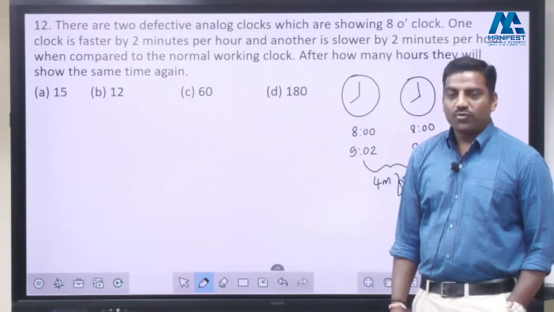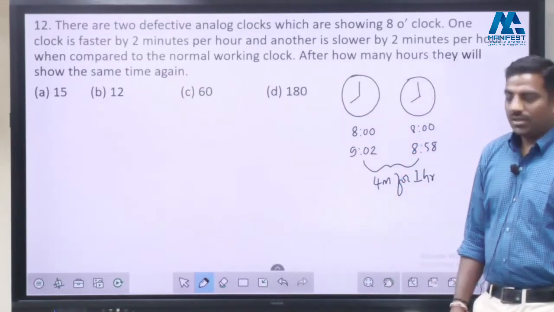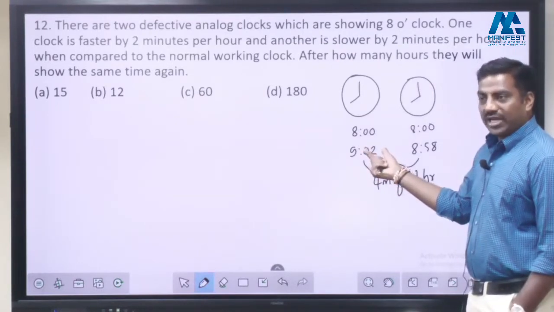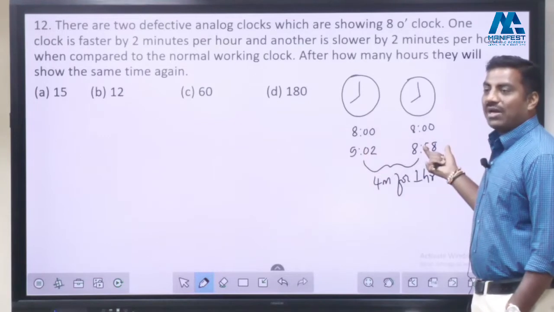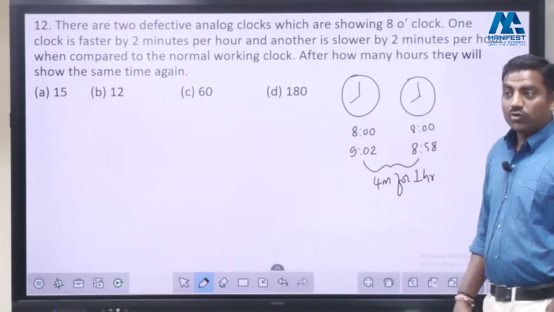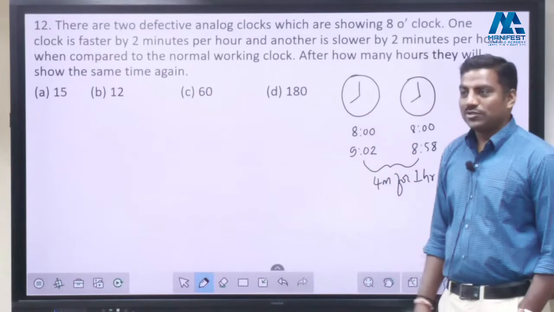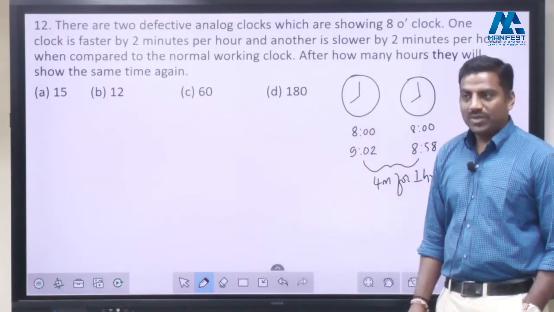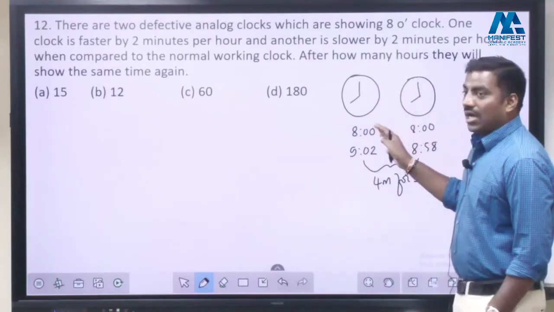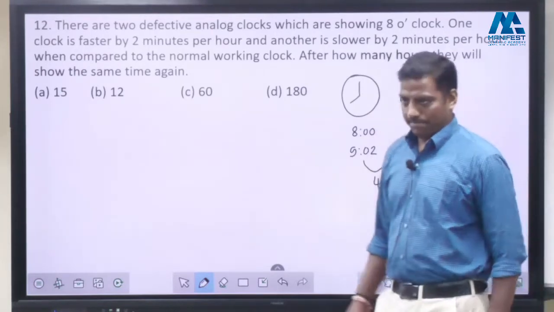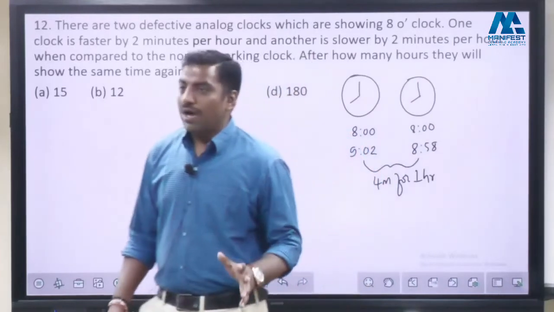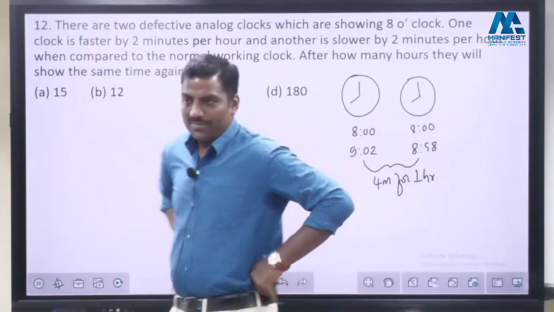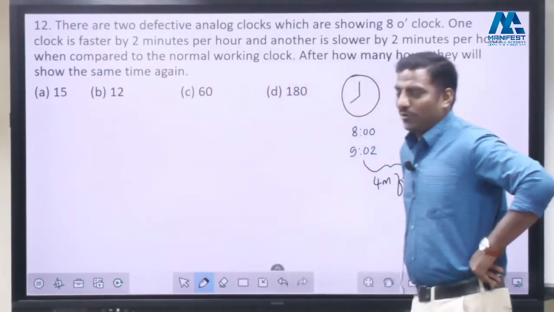After 24 hours, it will be fast by 48 minutes. What about this one? It will be lagged by 48 minutes. So we have to wait for more than one day also. So that has to be the imagination. Now tell me, if both of them have to show the same time again, how many hours, how many days do we have to wait?